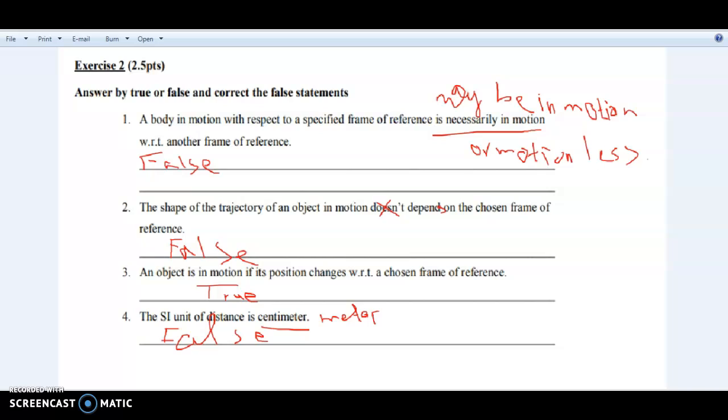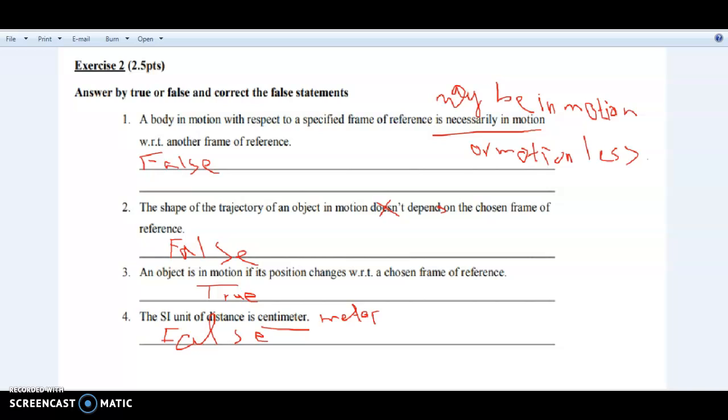The shape of the trajectory of an object in motion does not depend on the chosen frame of reference. No, it depends on the chosen frame of reference. And you can go back to the example that I gave in the lesson about the ball that was bouncing in the moving vehicle. It appeared to be moving vertically with respect to the boy playing with it. However, it appeared to be moving on a curve with respect to an observer looking from outside on it.